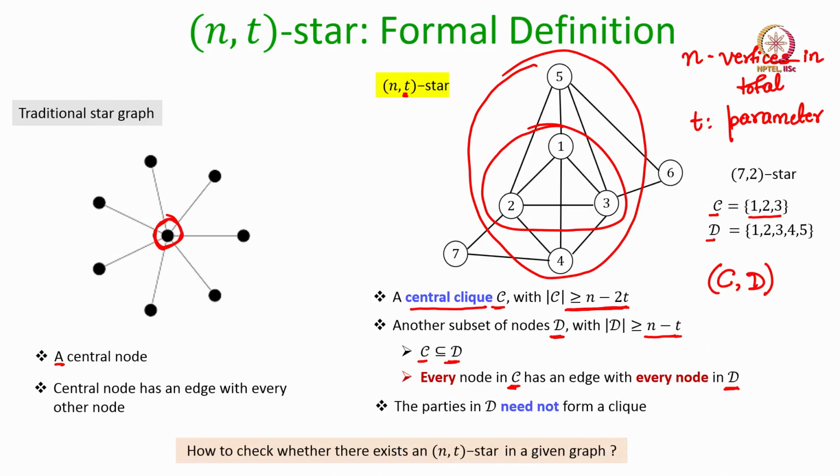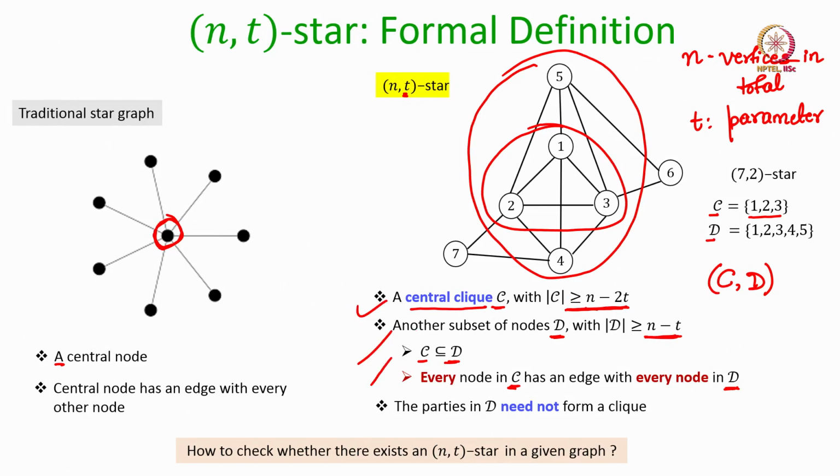It is not necessary that every graph has an NT star, the graph may or may not have an NT star. Now, the next question is, how do we check whether a given graph has an NT star or not, and that too in polynomial amount of time. Of course, we can have an exponential time algorithm to check whether a given graph has an NT star or not. Check every candidate C and D subsets of size n minus 2t and n minus t and check whether these conditions are satisfied or not.